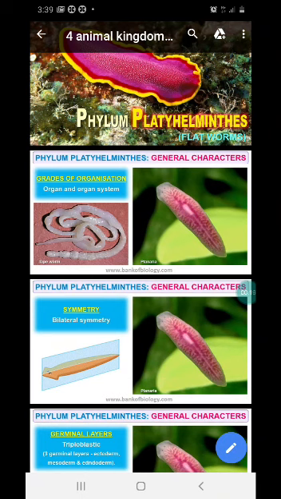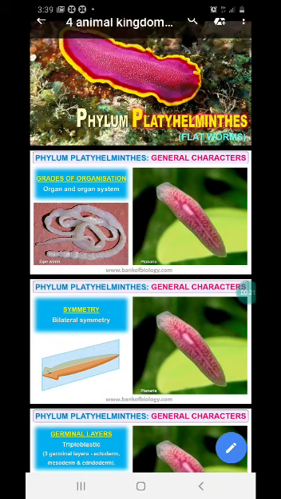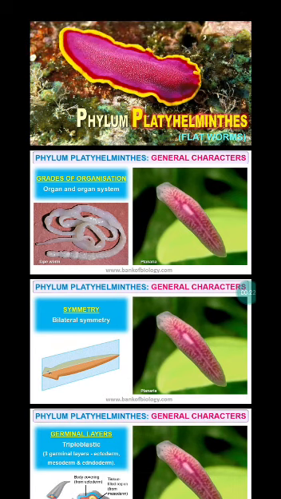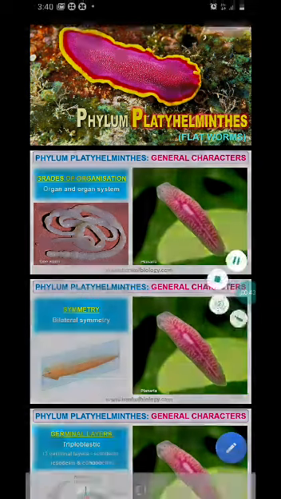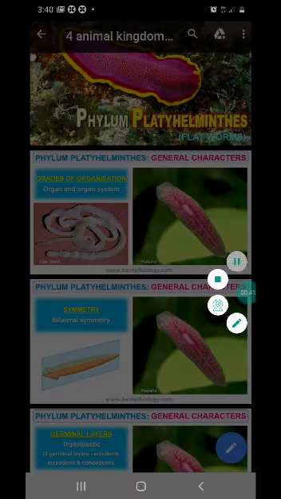You know they possess organ and organ system level of organization. And how about their symmetry? Platyhelminthes are bilaterally symmetrical and triploblastic. They are also acoelomate, which means they do not have any coelom or body cavity.